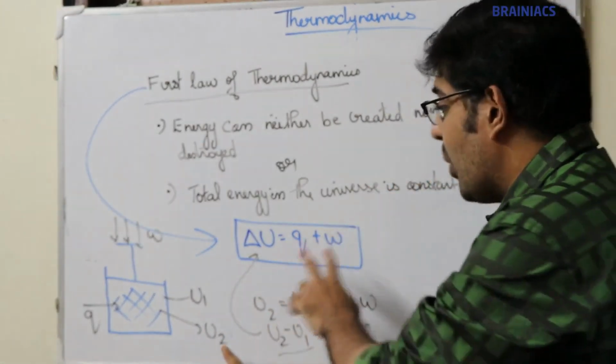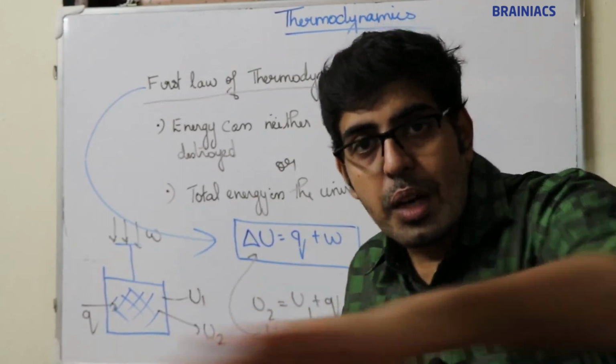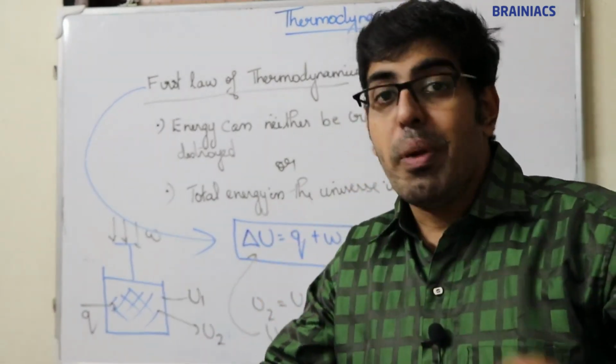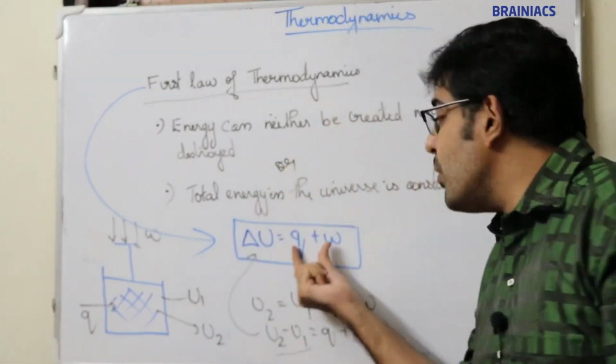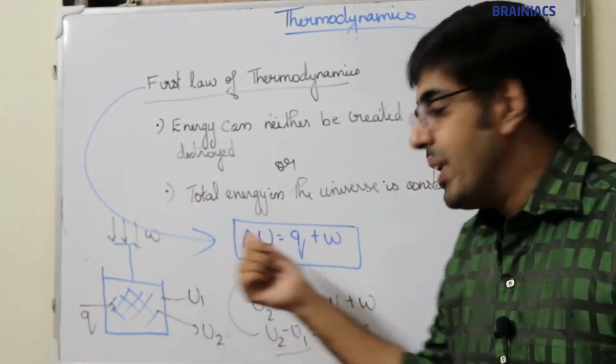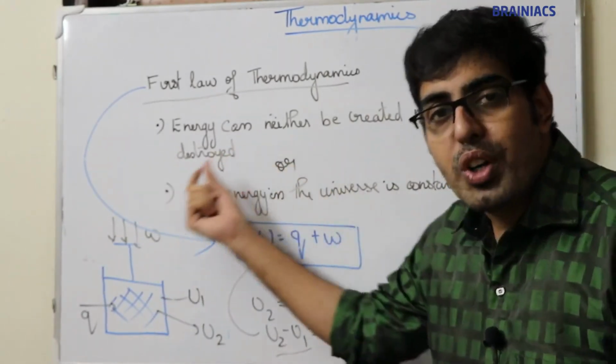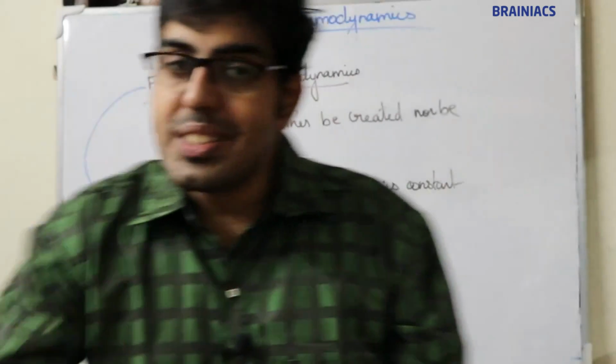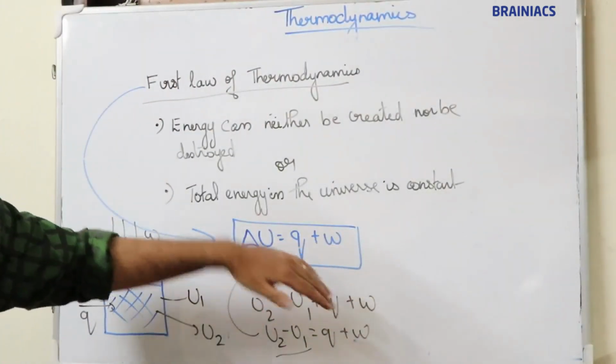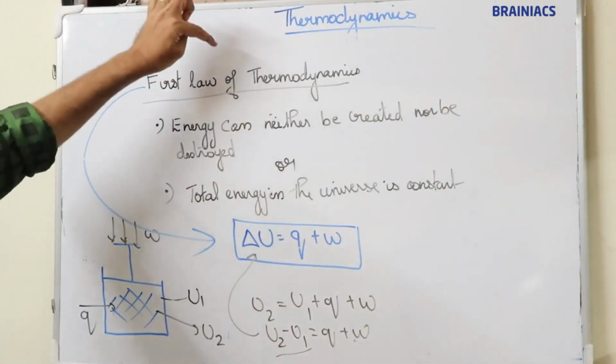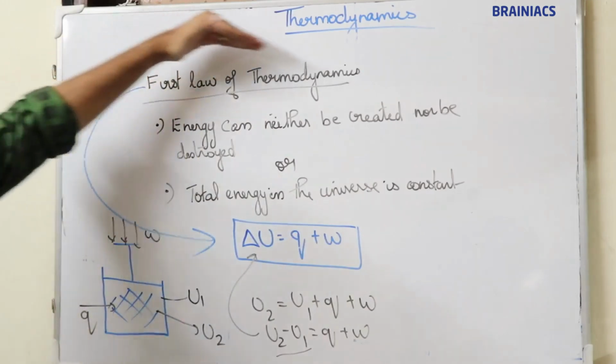So, energy can neither be created nor be destroyed, but we can transfer one form of energy to another form. Heat energy and work energy is converted to internal energy. So, this is the importance of this equation. That's why this equation is considered as the mathematical form of the first law of thermodynamics.